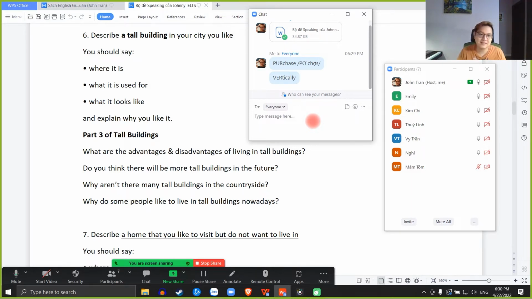Very good. So Miss Nghi, please. Why aren't there many tall buildings in the countryside? What do you think? What are the reasons? Is it because people in the countryside do not have the financial ability to build tall buildings?